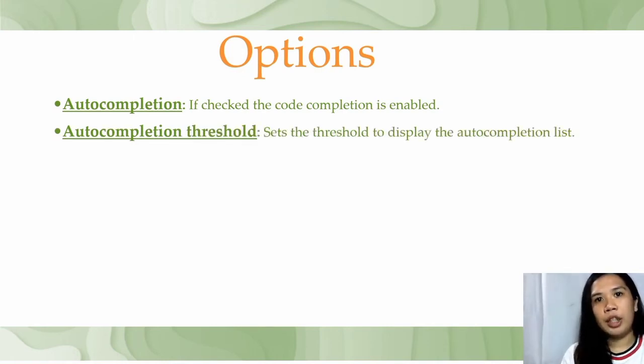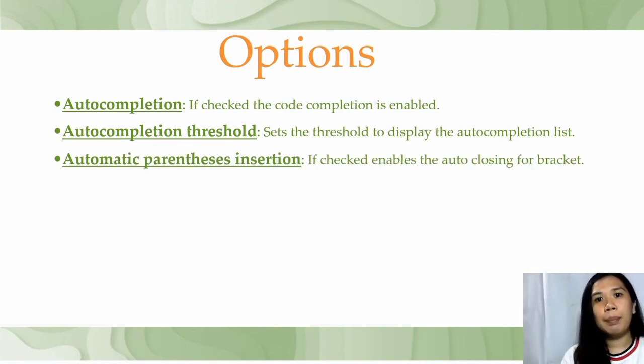Auto completion threshold. It sets the threshold to display the auto-completion list in characters type. So the automatic parenthesis insertion, if checked, enables the auto closing for brackets. You have an auto closing for brackets.